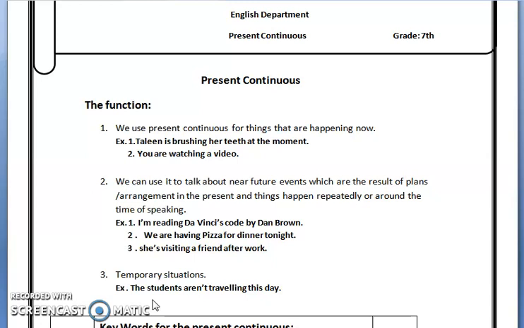So what's happening at the present time? The temporary situation. Which temporary situation? That the students aren't traveling this day. So they are not traveling this day, okay?